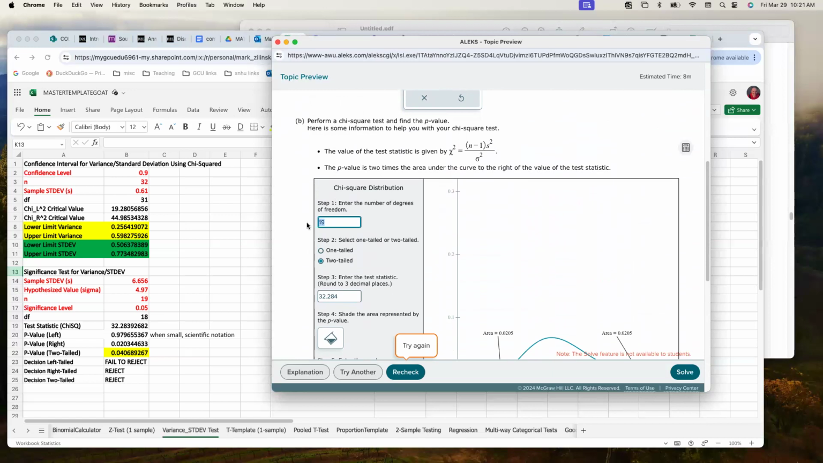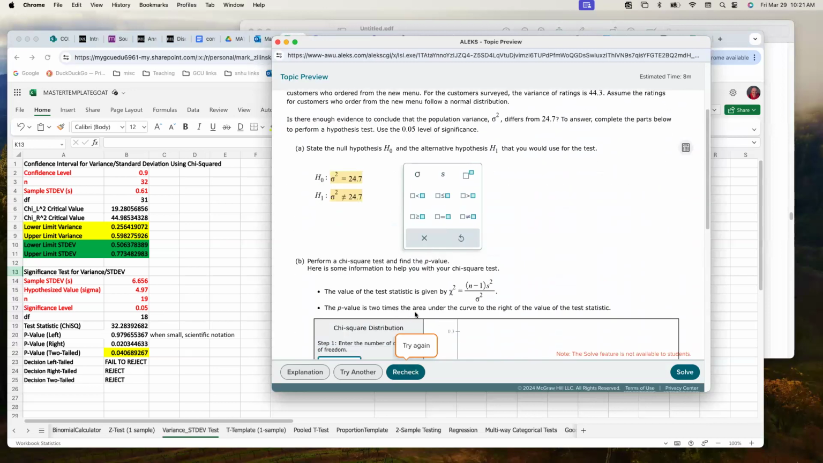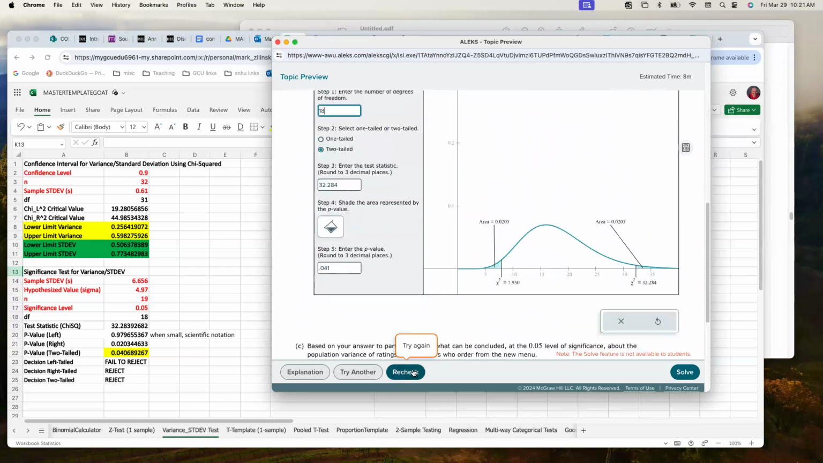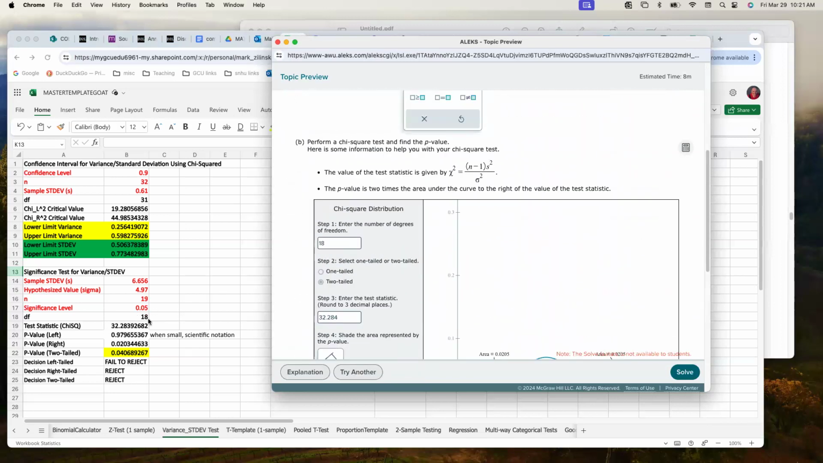Oh, I see what I did. I'm sorry, I mistyped that. That's 18 degrees of freedom. Okay, so let's recheck that again. I think I got everything else in here. Yeah, sorry about that. I just mistyped that here. I must have been daydreaming. That should be 18.